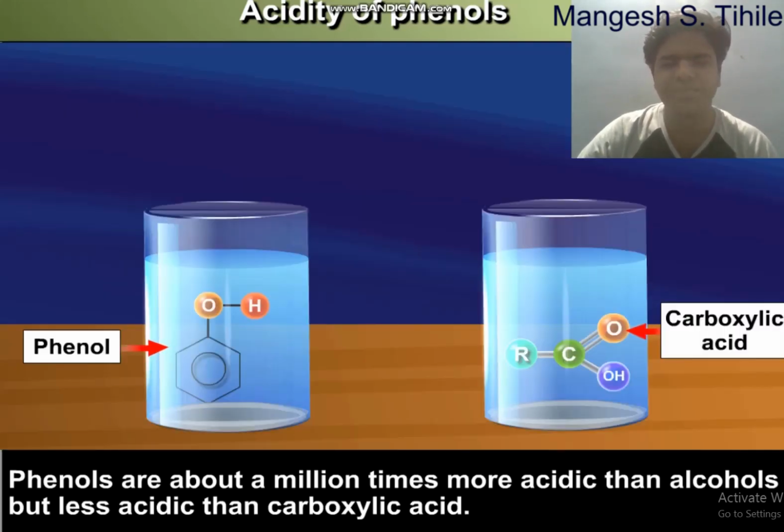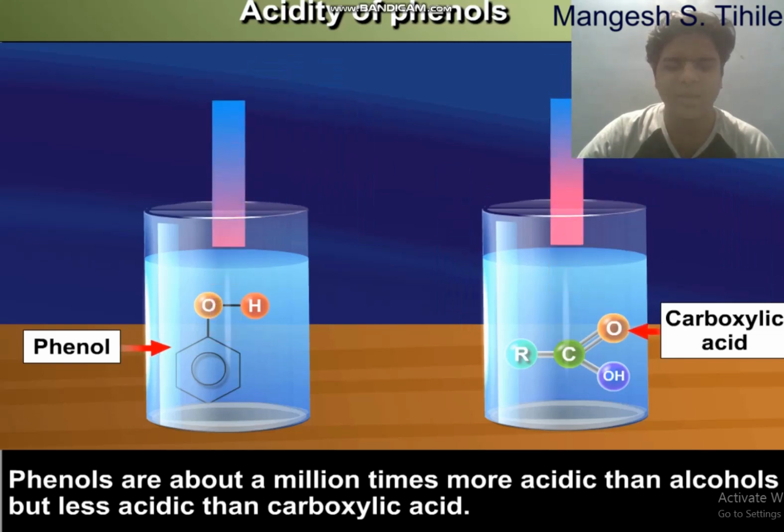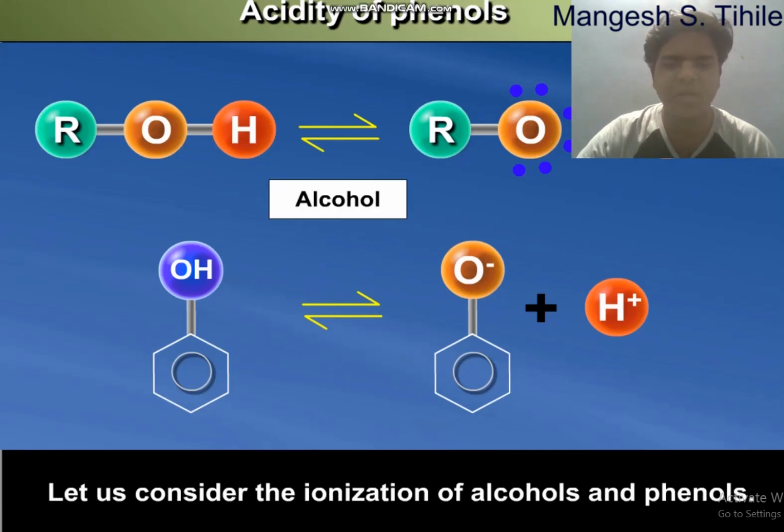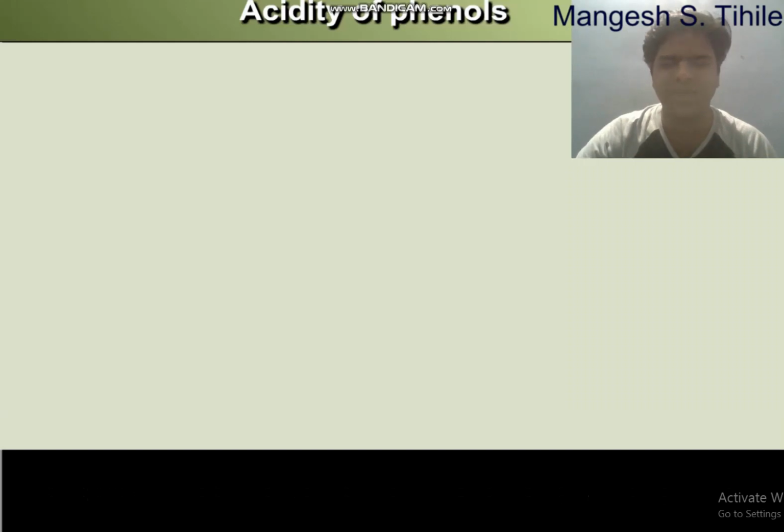Now, phenol is acidic in nature, but it is less acidic than carboxylic acid, and more acidic than alcohol. Keep in your mind, phenol is more acidic than alcohols but less acidic than carboxylic acids. Now let's see the values of acidity with respect to pKa. Here ionization of phenol and alcohol takes place.